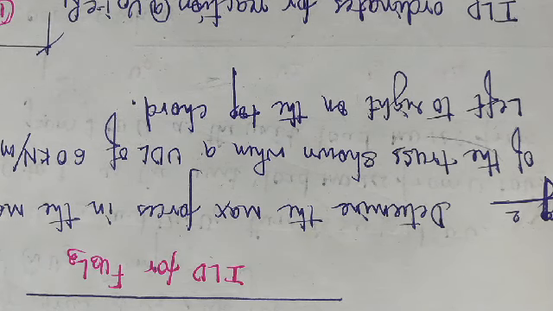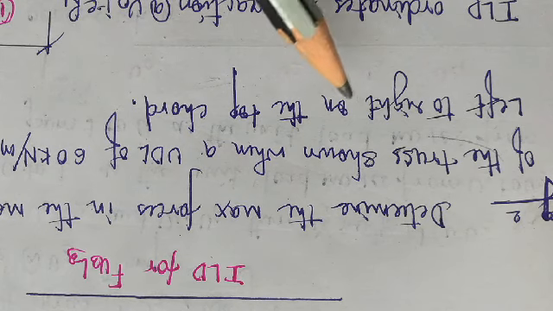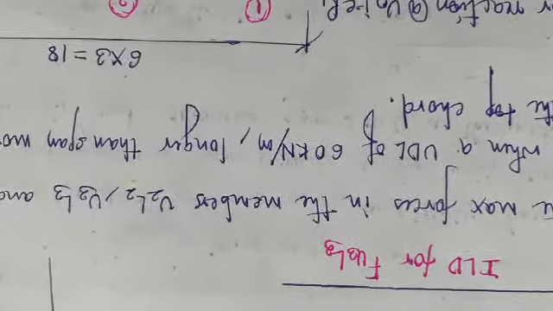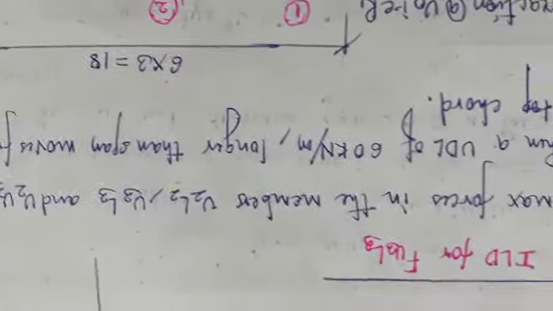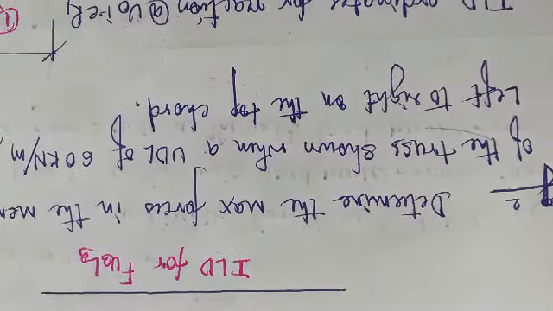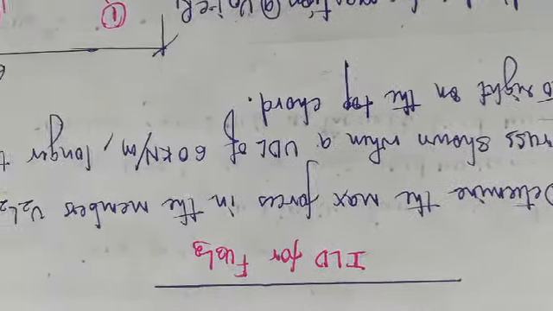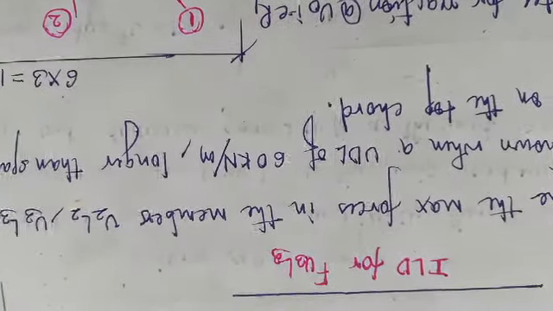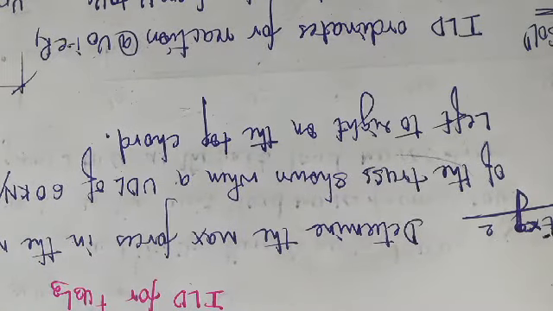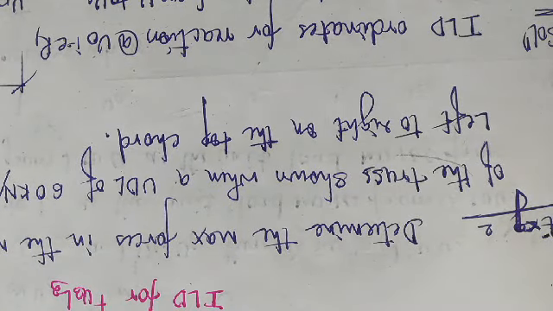Okay, now let us solve the problems on it. The problem is stated as: determine the maximum force in the members U2 L2, U3 L3 and U2 U3 of the truss shown, when a UDL of 60 kN per meter, longer than the span, moves from the left to right on the top chord. Okay, it is moving on the top chord. What is the meaning of top chord? That means the truss is a deck type truss.